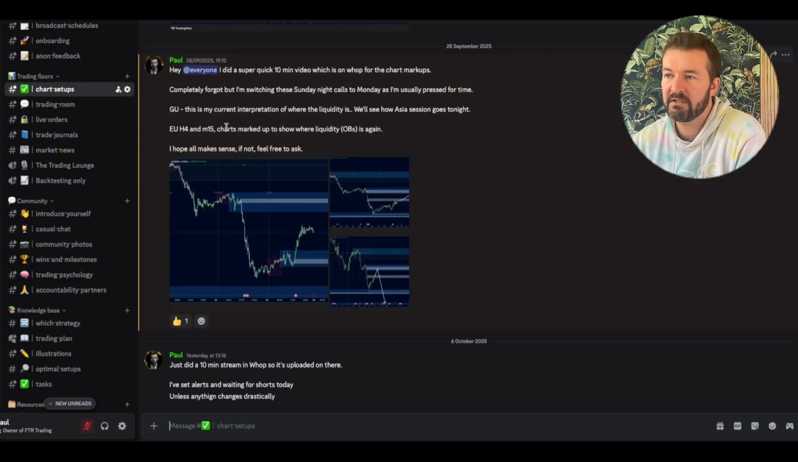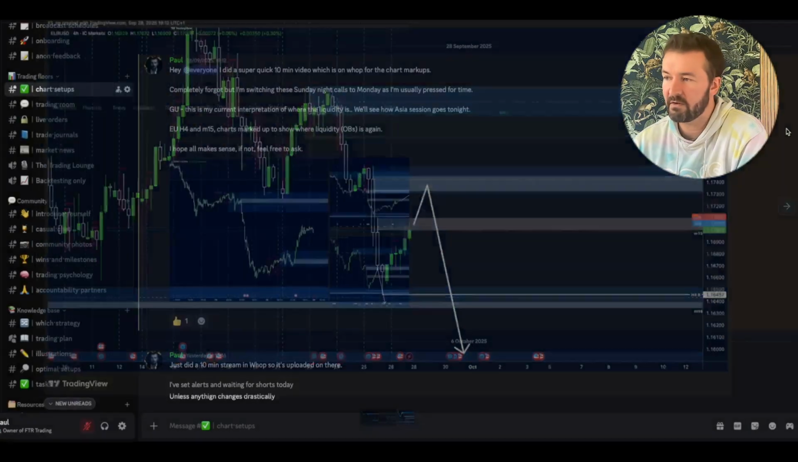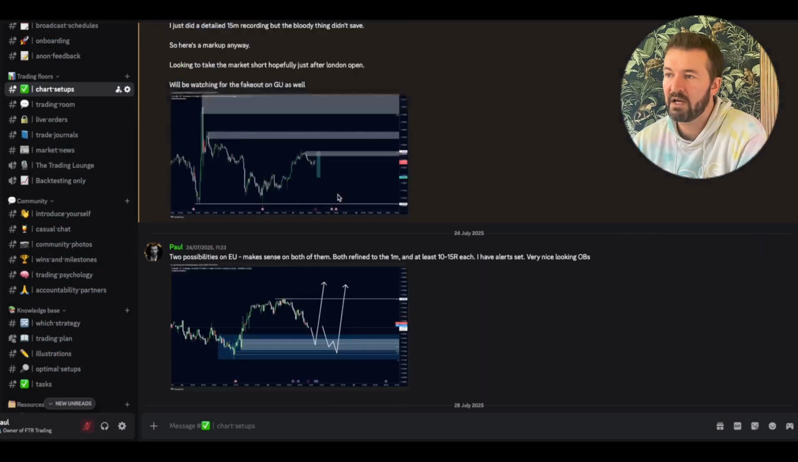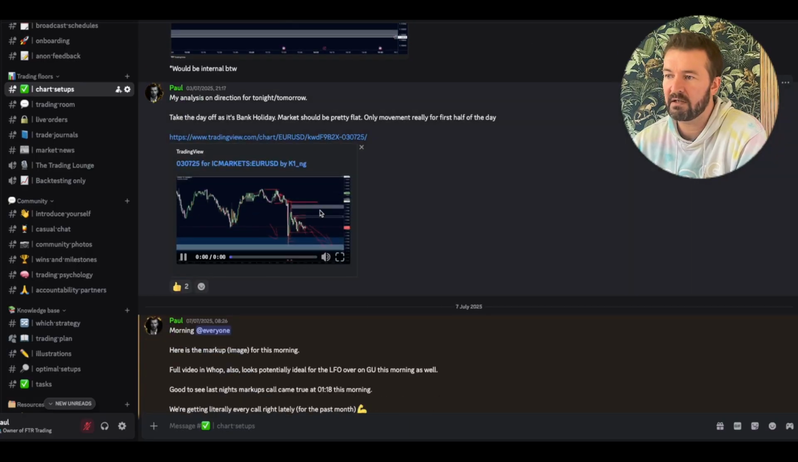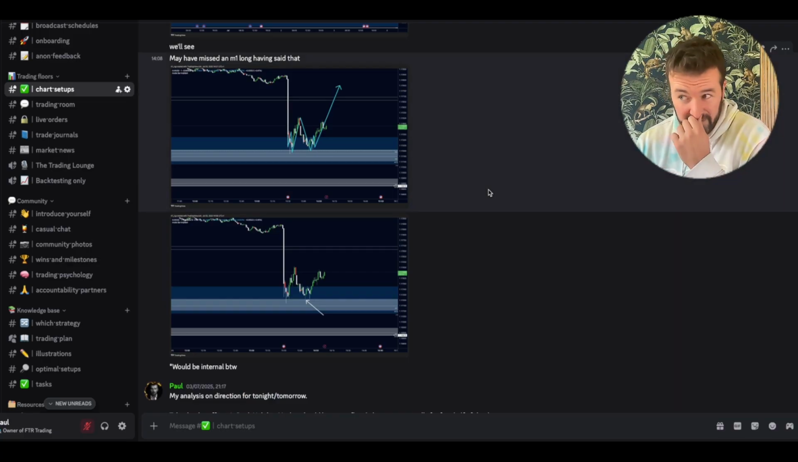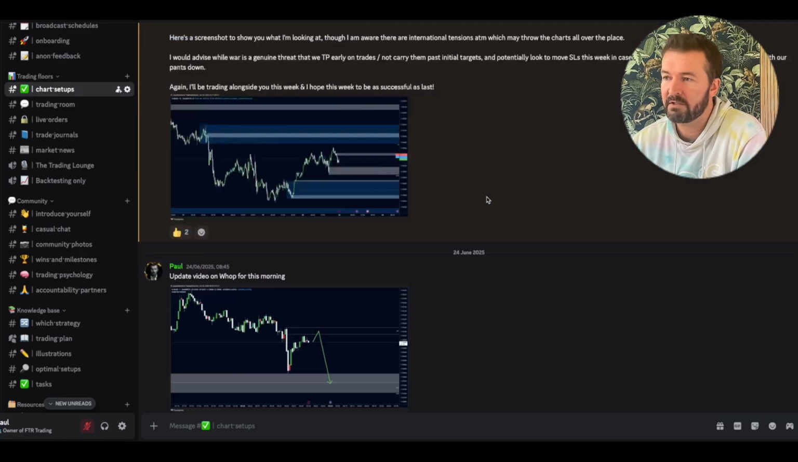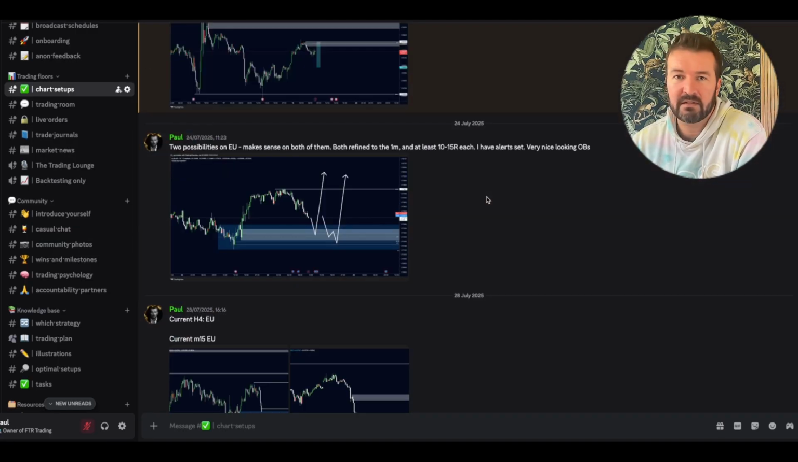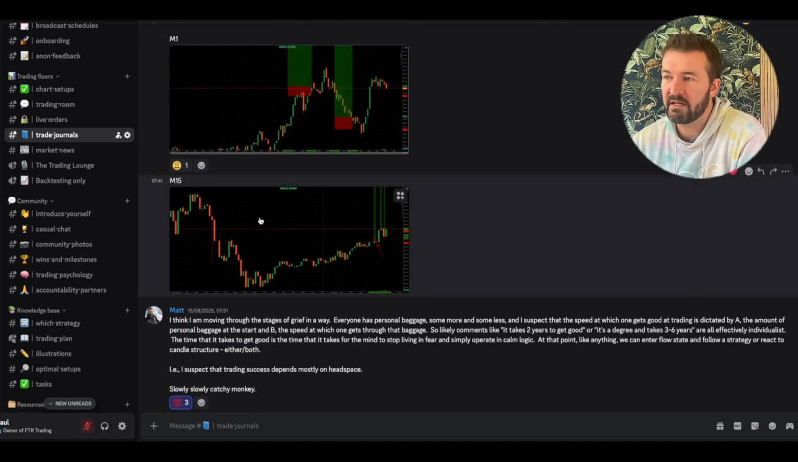Chart setups. I haven't used this very often lately, but this is where I will post my thoughts and ideas on the market, of what's going on. Tonight I've just had something personal. That's where I'll do the video just straight into TradingView. Oh man, that took a while to come out. But yeah, there's a lot. Then we've got the trade journals as well, if people want to use that.